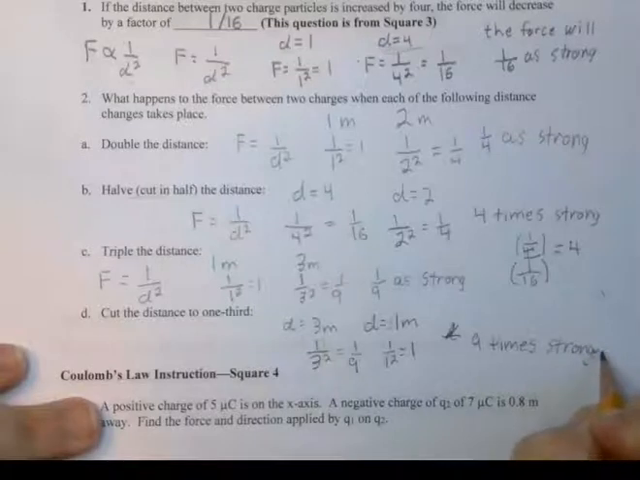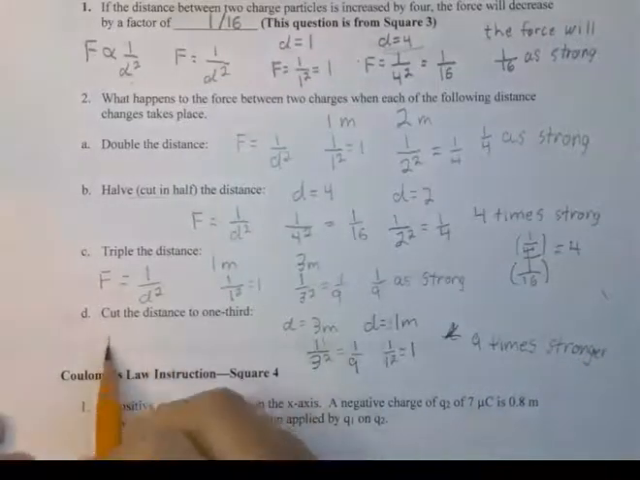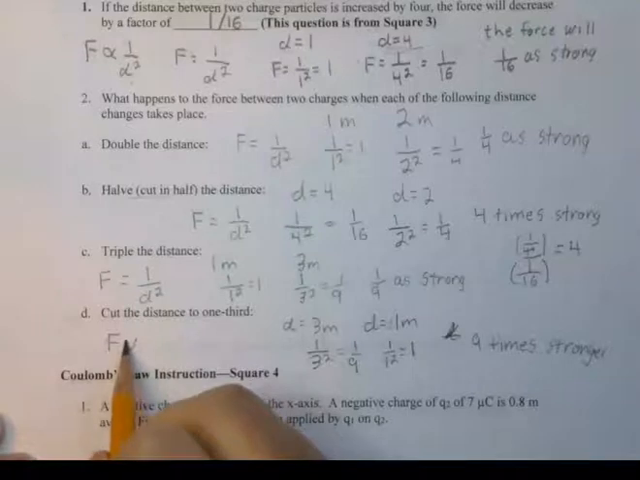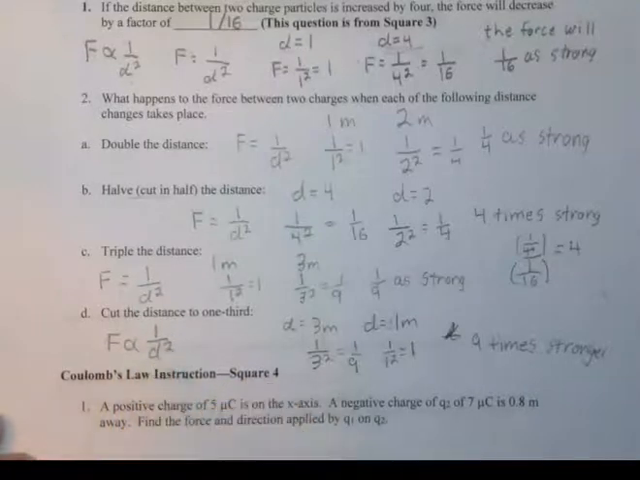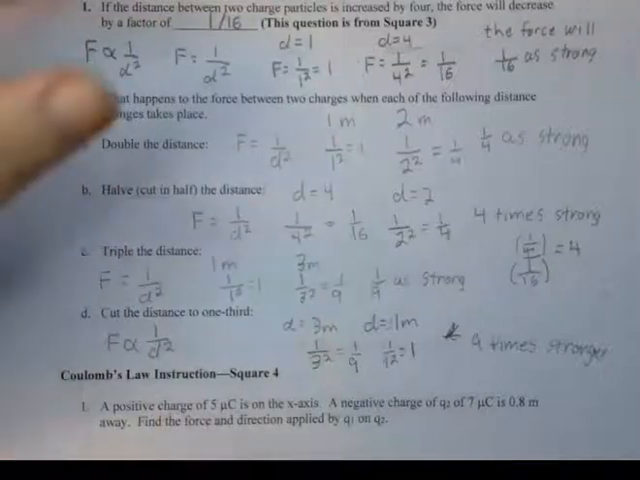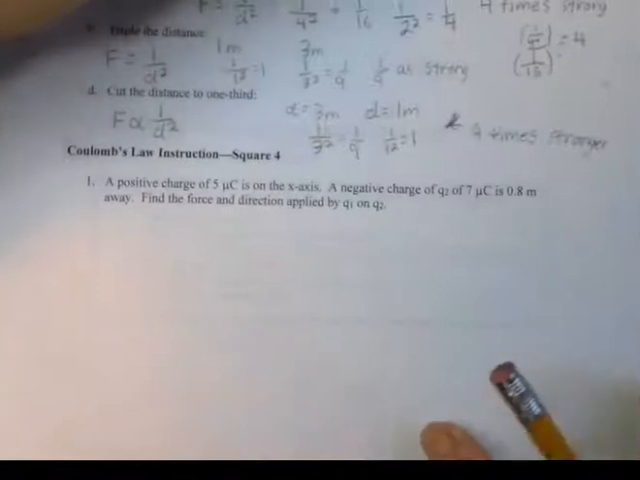So this is called the inverse square law. This relationship, force is proportional to 1 over the distance squared. All right, we're going to move on now, and we are going to do a problem that's on square number 4.